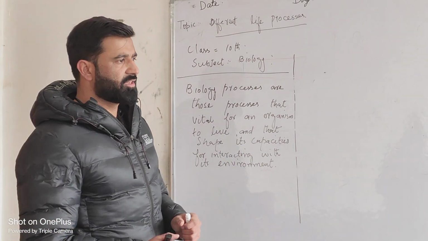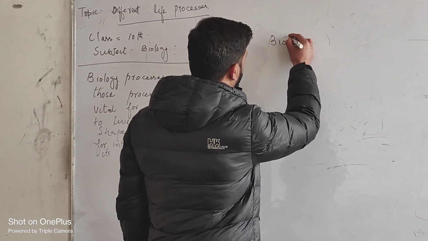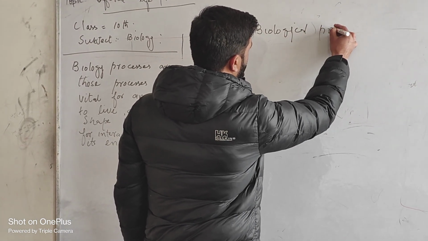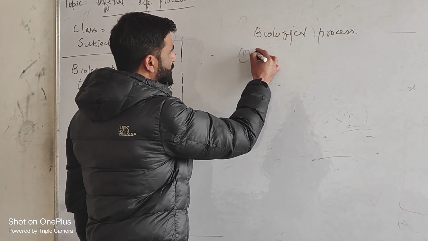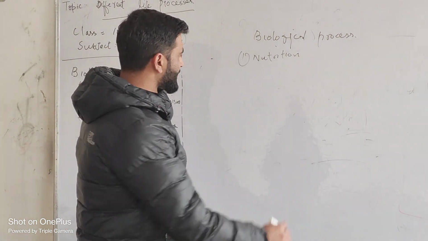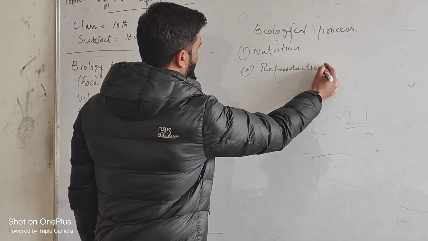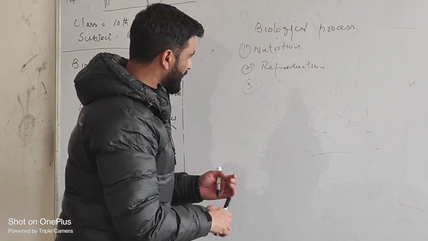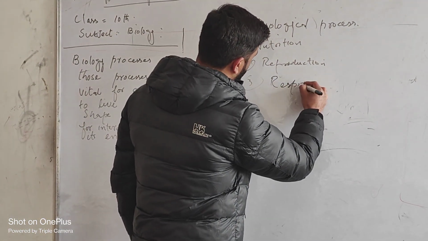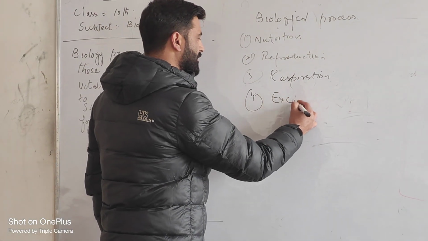Now, in an organism, there are different types of biological processes. Number first is nutrition. Number second is reproduction. Number third is respiration. Another process is excretion.